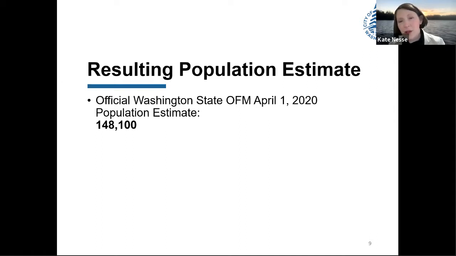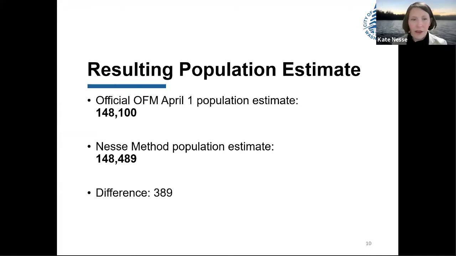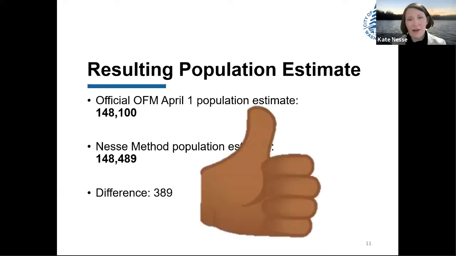So for the city of Bellevue on April 1st of 2020, they estimated a population of 148,100 in the city. The NISI method, the method I developed, estimated 148,489, and the difference is less than 0.5%. So yay, that was good. That was very affirming for this method.